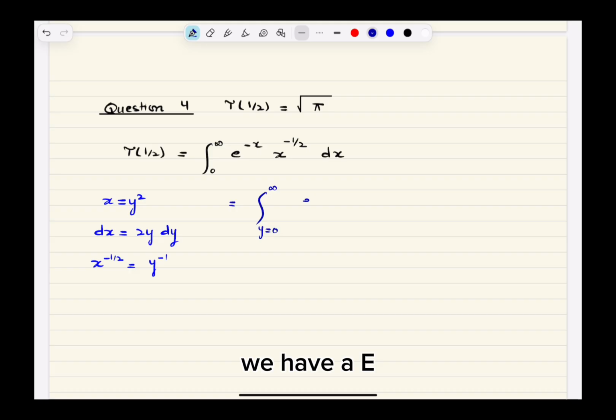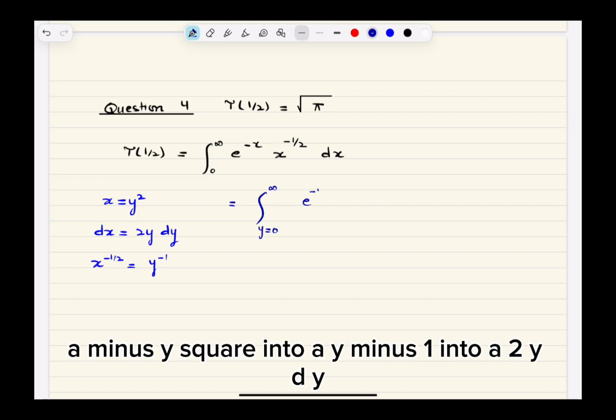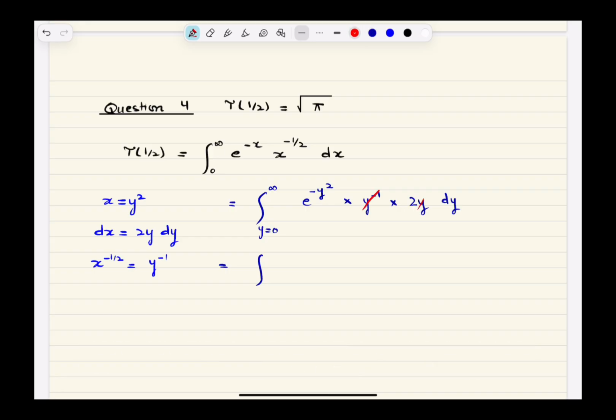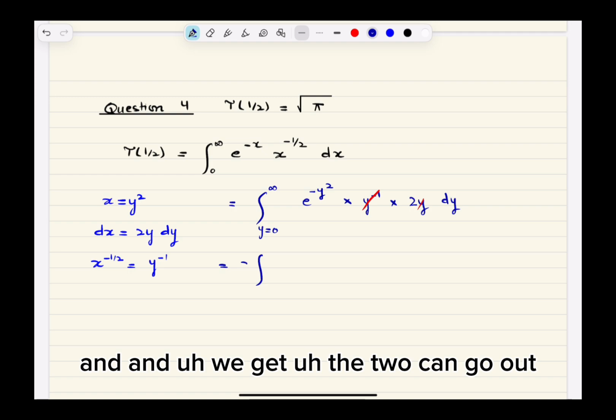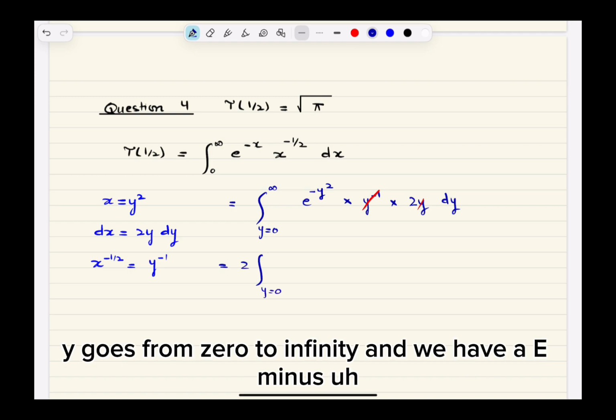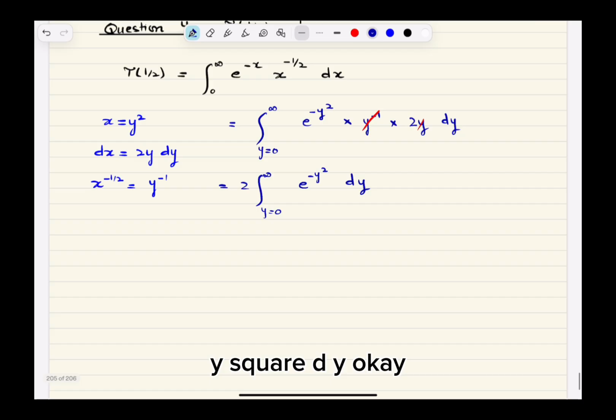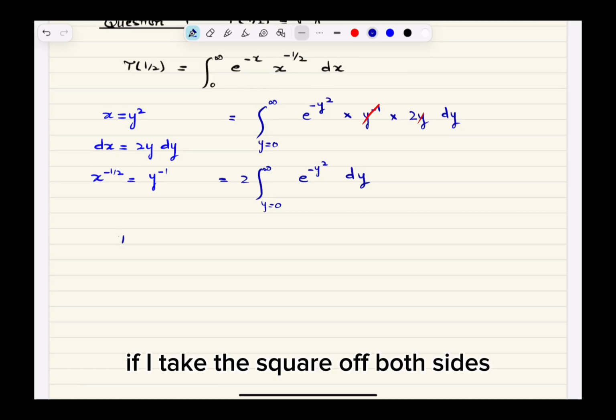We have e to the minus y square into y to the minus 1 into 2y dy. Therefore, in my expression the y's cancel out, right? And the 2 can go out, y goes from 0 to infinity, and we have e to the minus y square dy.